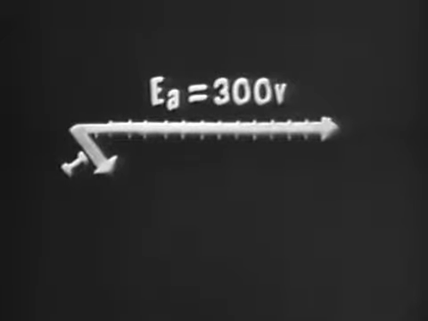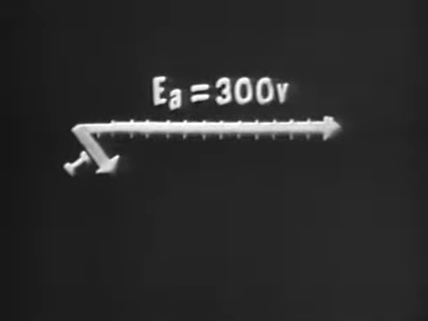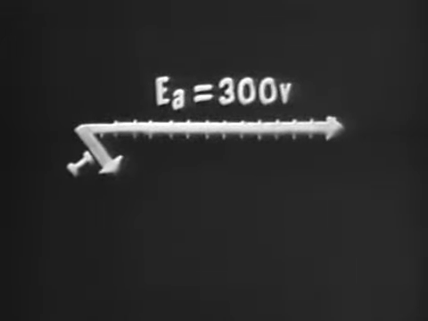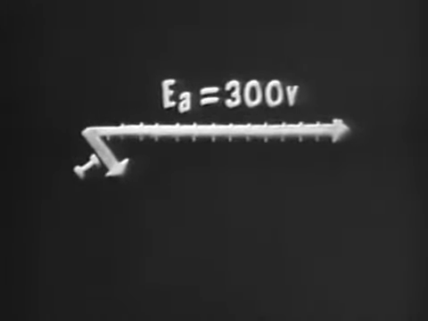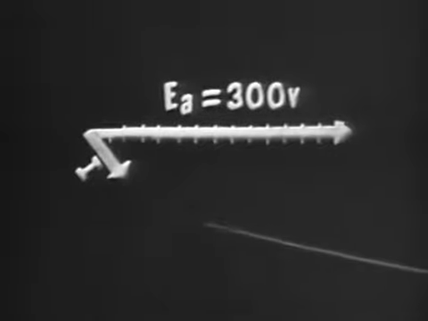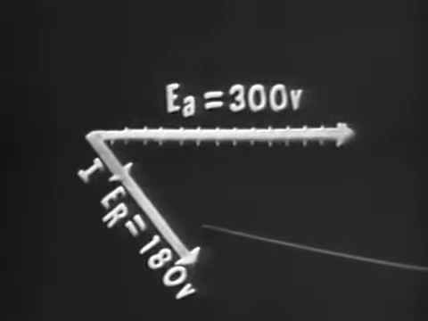As you remember, the voltage drop across any resistor is in phase with the current that's flowing through that resistance. Therefore, E sub R, 180 volts in amplitude, would have to be plotted in phase with the current, like we see here.